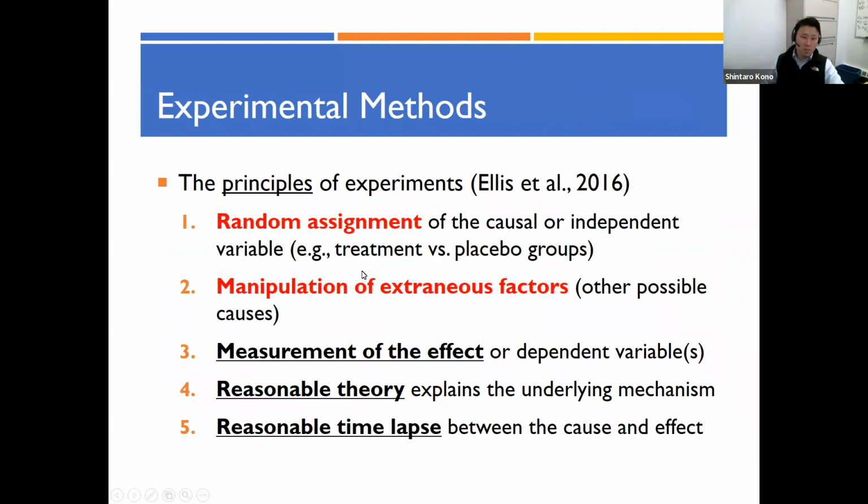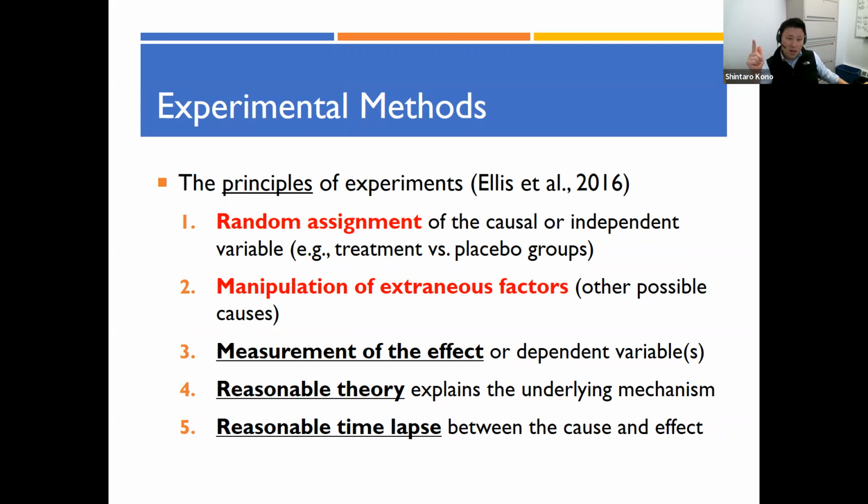First being experimental methods. We say experiments and experimental methods, but not everything that happens in a research lab room necessarily becomes an experiment. What constitutes experiments is actually different things. There are principles. The chapter, along with the more advanced reading, specifies 5 principles that make a research method experimental. Especially the top 2, the red ones, are very, very important.